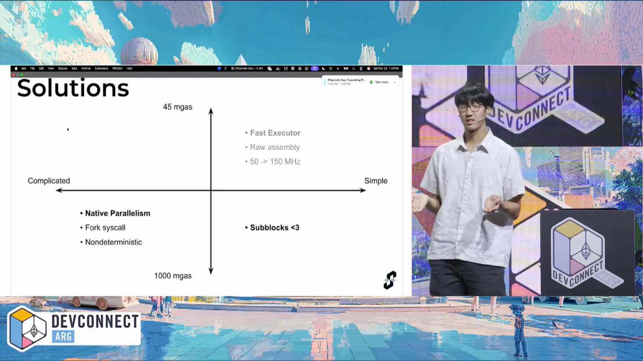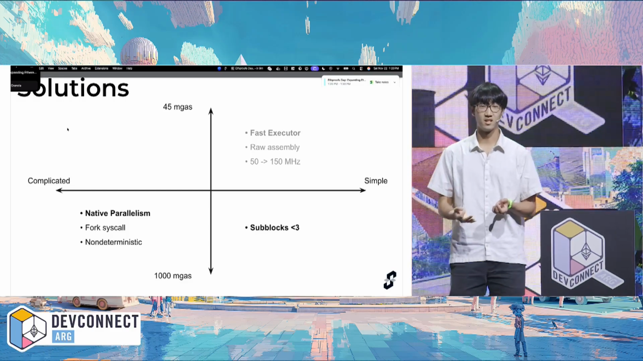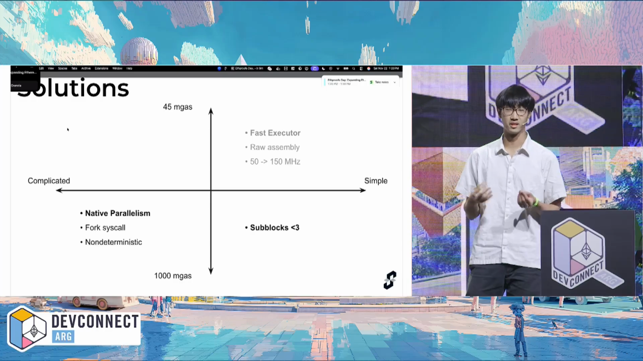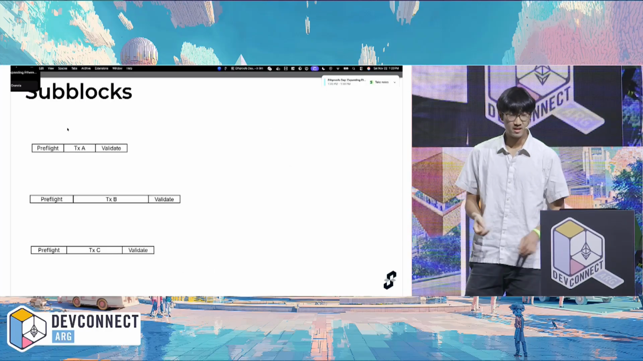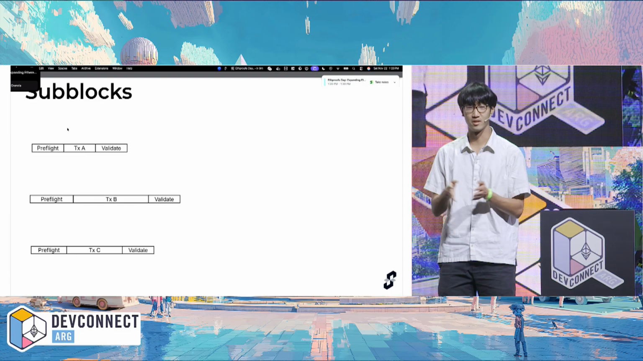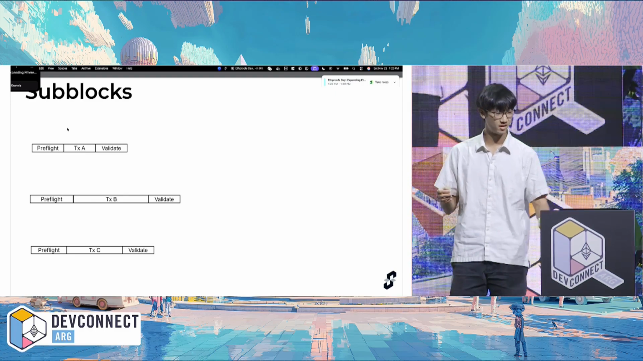So subblocks are a middle ground. They are quite simple to implement, but they exploit a lot of parallelism, so they're very well suited for the gigagas regime. The high-level idea is quite simple: you take your block and split it up into multiple subblocks of consecutive transactions.